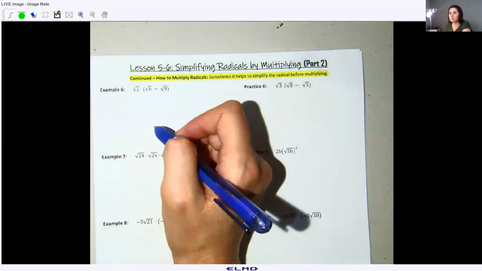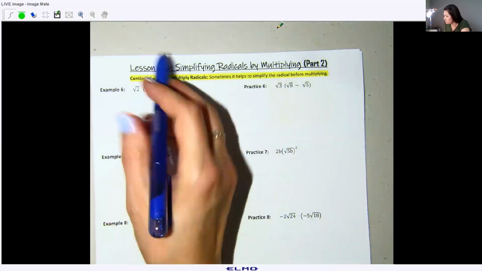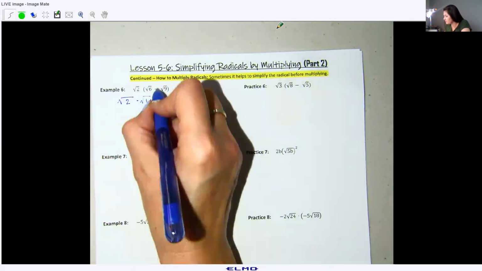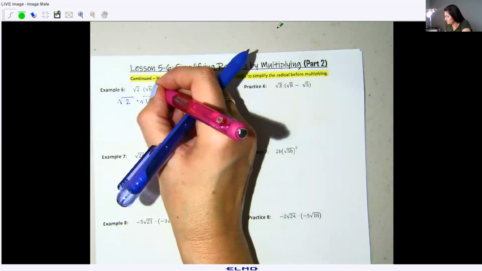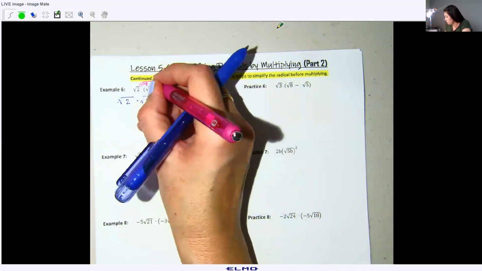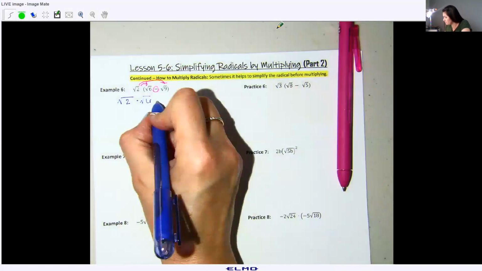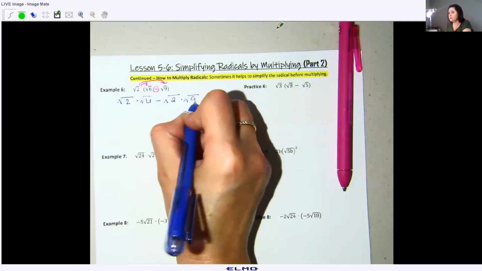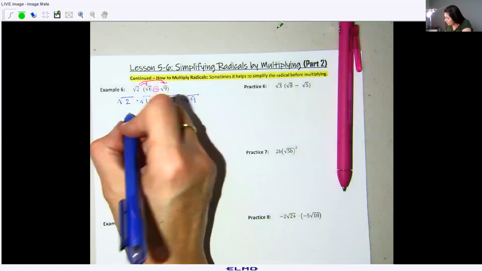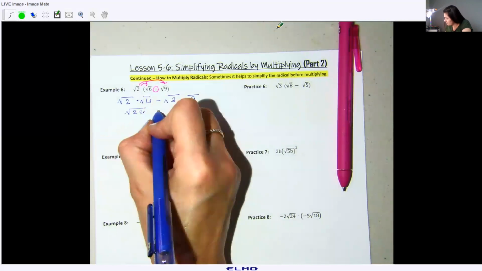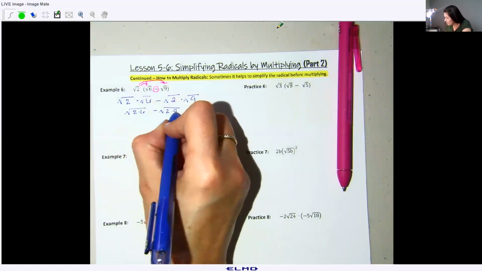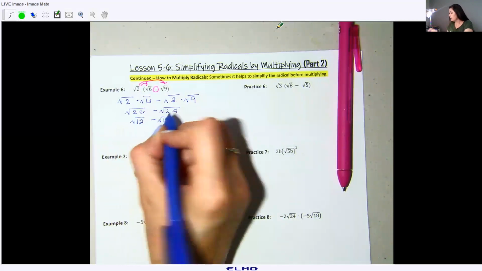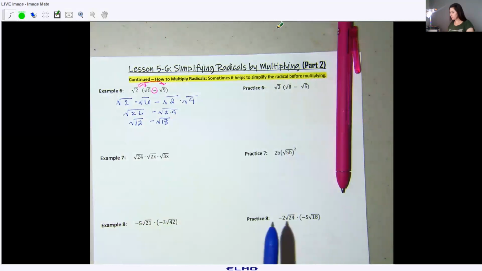Again, we're just distributing. So we're going to have the square root of 2 times the square root of 6, and then we're going to subtract. This time we're subtracting. So we did this. Now we're going to multiply the square root of 2 times the square root of 9. So 2 times 6 minus 2 times 9 is the square root of 12 minus the square root of 18. Now I need to factor both of those out.